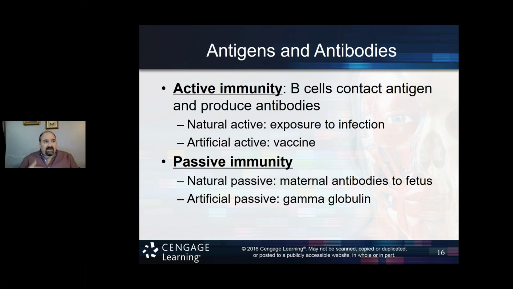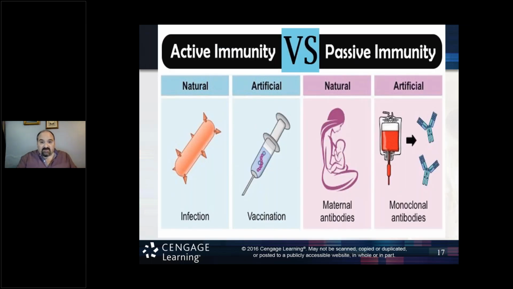So I'm out in the public and I get exposed to a cold virus, then I end up getting the cold. My natural active immunity will be involved in that exposure to that virus, and then I come down with that cold. Now, natural passive, you'll see here, is the maternal antibodies to the fetus via the placenta or via the breast milk, and in particular the colostrum, very important.